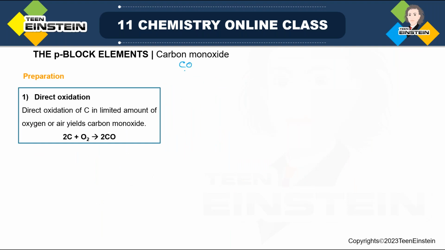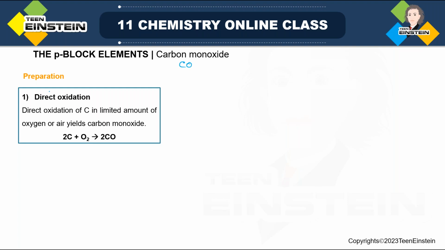Carbon monoxide, that is CO. There are two important oxides of carbon, CO and CO2. There is another one also, C3O2, carbon suboxide, but our discussion will be only for CO and CO2. First, we will see how we can prepare this compound, and the preparation methods.